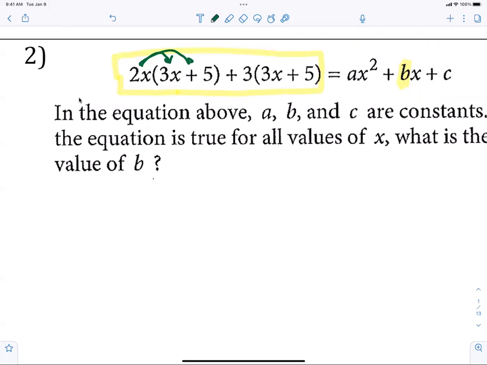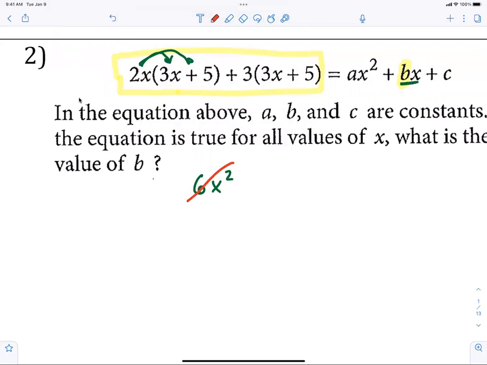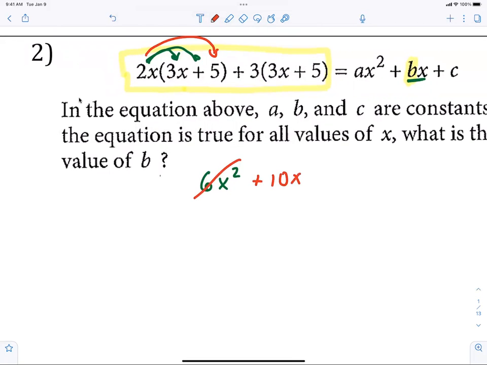Distribute. Now, please, I'm trying to teach you to be a little bit smarter when you're taking your standardized tests. Do I care about the square terms? Is that a yes or no? No, because I'm trying to find the numbers in front of the x's. So if I say 2x times 3x, we know that is 6x squared. But do I really care about that? No. Now I'm going 2x times 5. What's 2x times 5? Positive 10x. Do I care about that? Yes, I care.